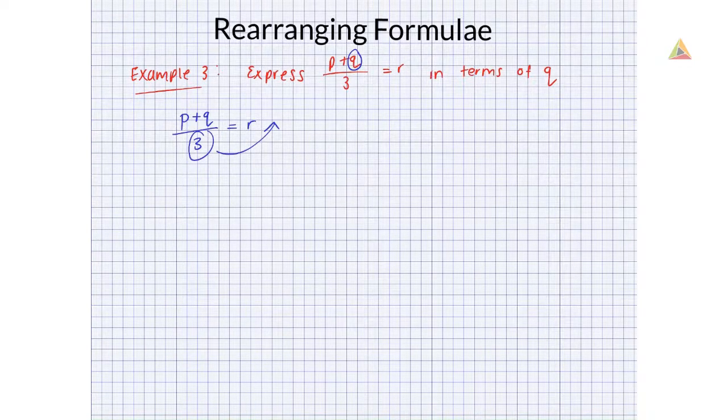Now, 3 is being divided on one side, so when we bring it over to the other side, it's going to be multiplied. So what we're going to get is p plus q is equal to 3r. So now, it's asked us to get it in terms of q. So we want to get q on its own, which means we need to bring the p over here. We don't see a sign in front of p, so we assume it's positive. So when it crosses over the equal sign, it's going to become negative. So what you're going to end up with is q is equal to 3r minus p. And that's your answer.